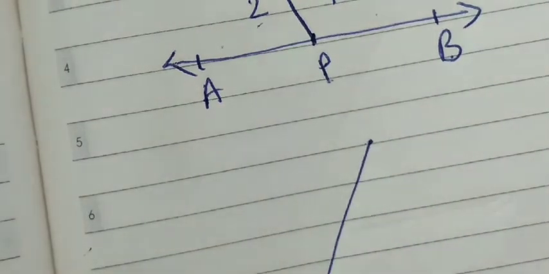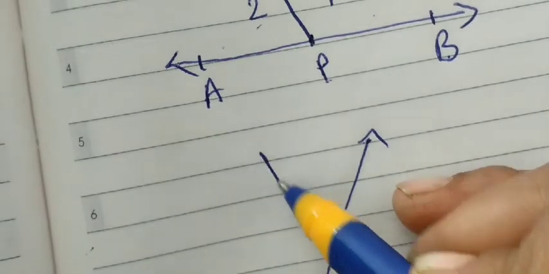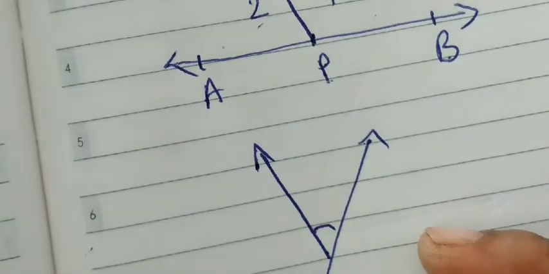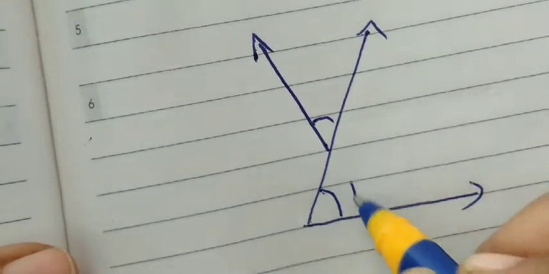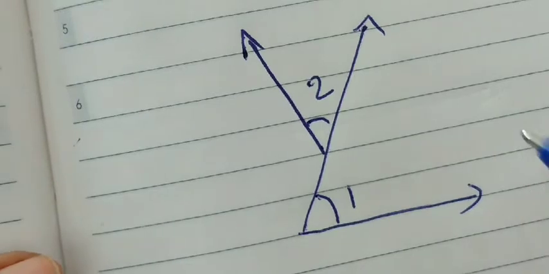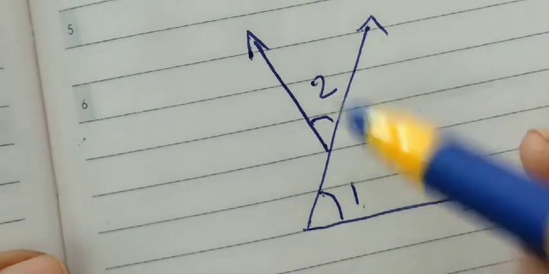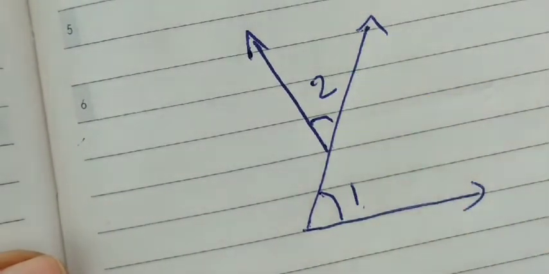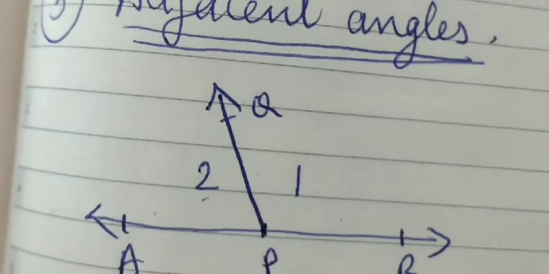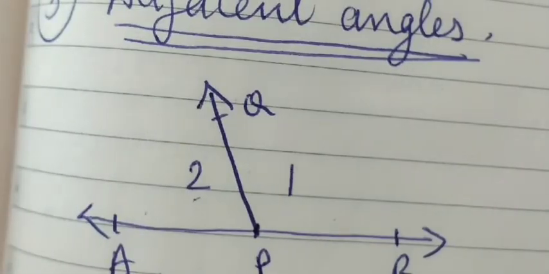But if I draw a figure like this, and another angle emerging out like this, are they adjacent angles 1 and 2? Angle 1 and angle 2, are they adjacent angles? They are adjacent angles. Now we are going to talk about linear pair.